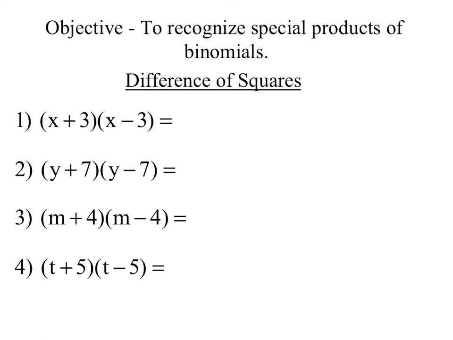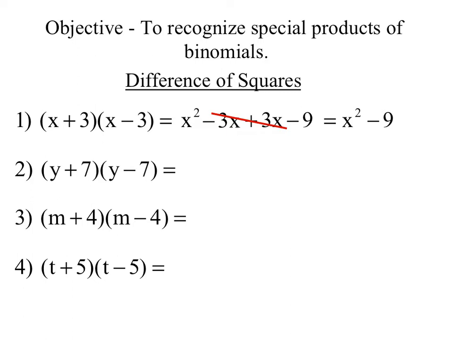So if I'm multiplying out x plus 3 times the quantity of x minus 3, I multiply just like we're doing our regular double distributing. X times x would be x squared. X times negative 3 is negative 3x. 3 times x is positive 3x. And positive 3 times negative 3 is negative 9. Now when I simplify that and combine my like terms, the negative 3x and the positive 3x negate each other. So I end up with x squared minus 9.